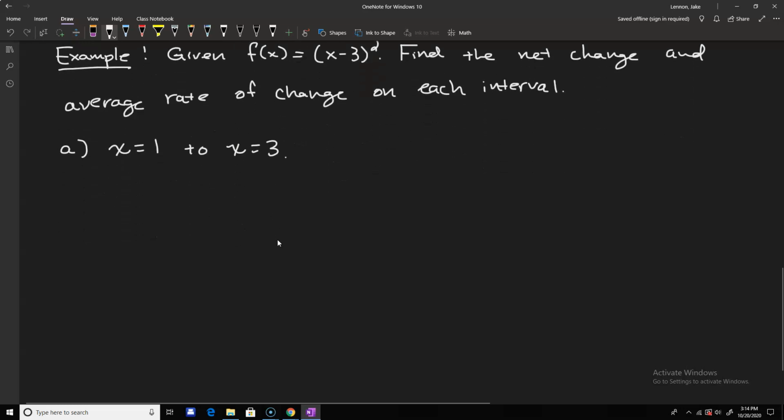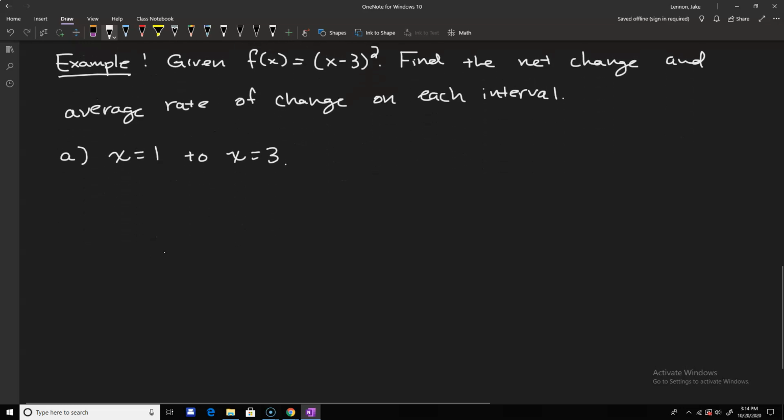So again, the first task here is to figure out both the y values. So we first want to figure out f of 3. That's going to be 3 minus 3 squared, which is just 0. And then we also want to figure out f of 1. So that would be 1 minus 3 squared, excuse me, I got that backwards, which comes out to 4.